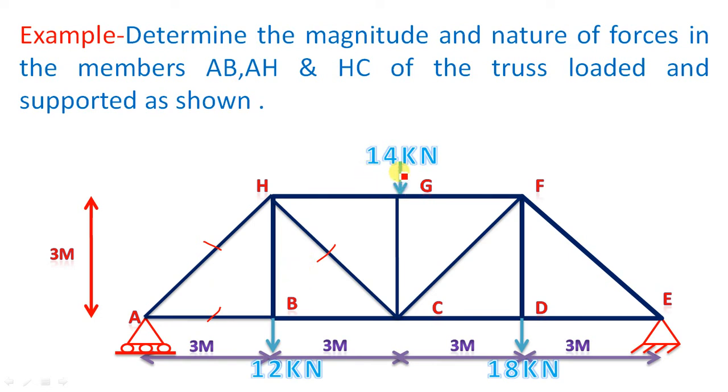The external loads are given: at point G it is 14 kilonewton, at B it is 12 kilonewton, and at D it is 18 kilonewton. At A there is a roller support, and at E there is a hinge support. The height of the truss is 3 meter and each panel is 3 meter.